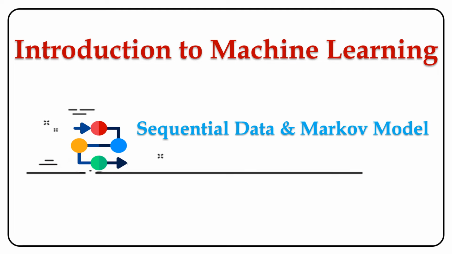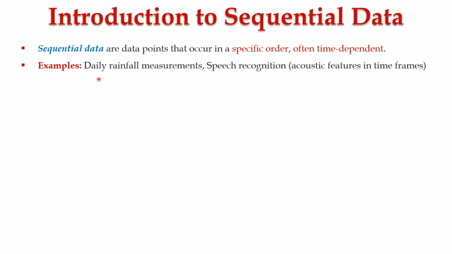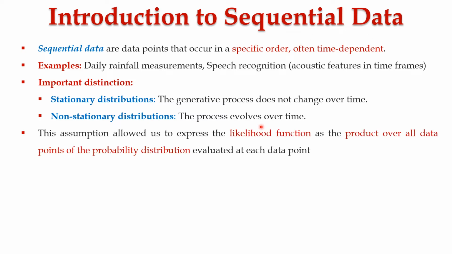In this session, let's learn about sequential data and Markov model. Sequential data are data points that occur in a specific order and they are time dependent. Example, daily rainfall measures, speech recognition, and so on. There are two categories, namely stationary distribution. These are the generative process that does not change over the time, whereas non-stationary distributions change over the time.